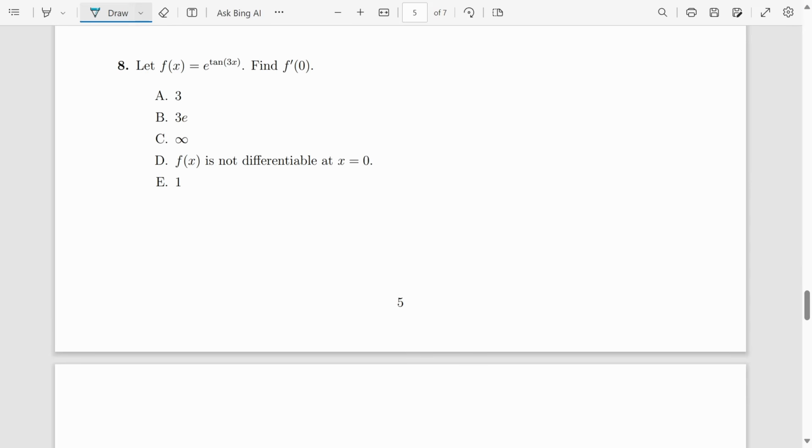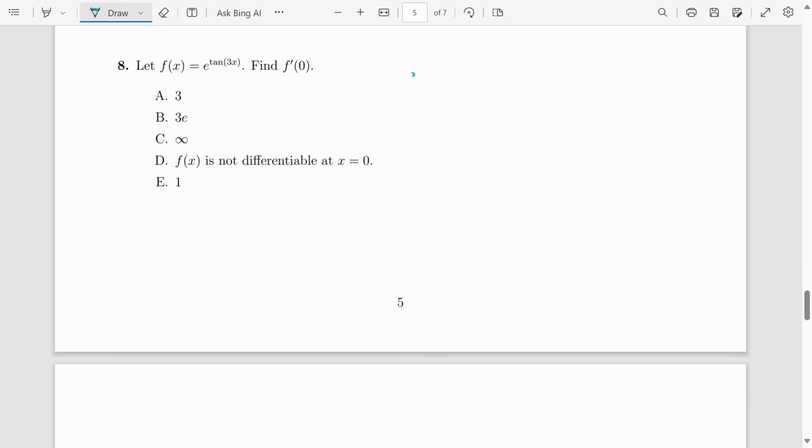Question 8, another derivative problem. We have f of x equals e to the power of tangent of 3x. We have to take its derivative and then plug in 0. So, derivative of e to the tan 3x. The first step is probably taking the derivative of this e here. That's the first thing that we're doing here. And derivatives of powers of e are super simple because it's the exact same thing. And then maybe chain rule after that, which we are going to have to do here.